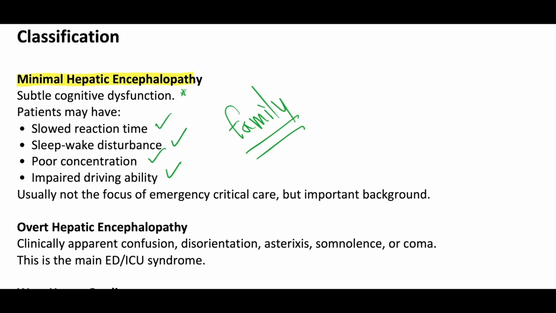And then there's more obvious, overt hepatic encephalopathy. This is clinically apparent. Patients are confused, disoriented. They have asterixis, which is that flapping hand tremor. You have them hold their arms out in front of them, put their palms upwards, and then you'll see that flapping tremor. That's asterixis. And then there's somnolence, coma, at its most severe. So this is the more prevalent type of hepatic encephalopathy that we will see in emergency and critical care medicine because it's more clinically apparent.